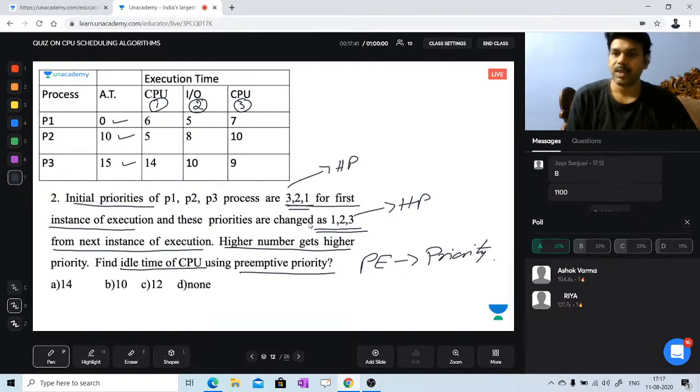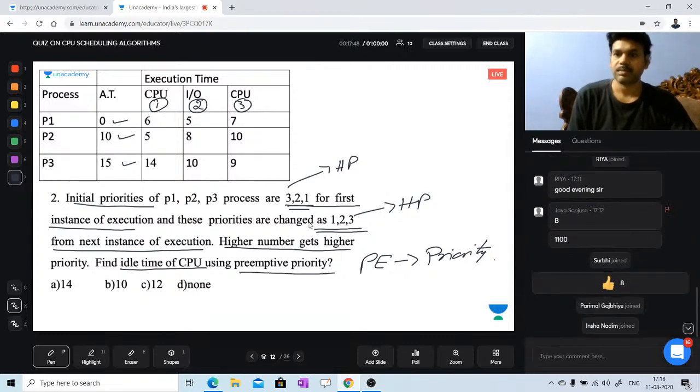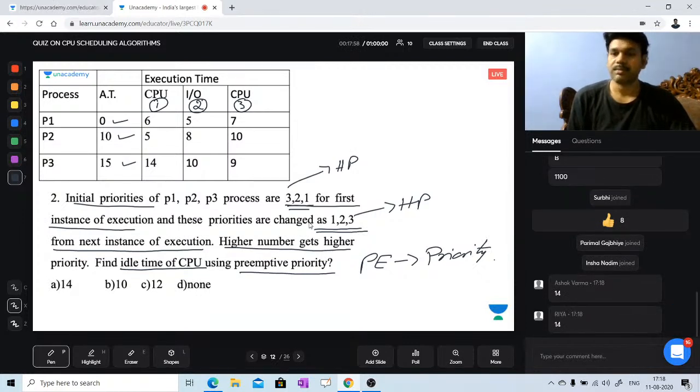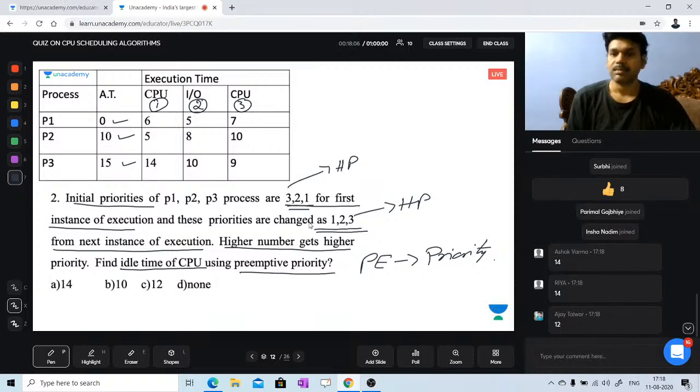Time up, friends. Now you can type your answers. So, what will be the answer? 14. From others, please respond. 12. So, do you want me to discuss this question, friends? Do you want me to discuss this?